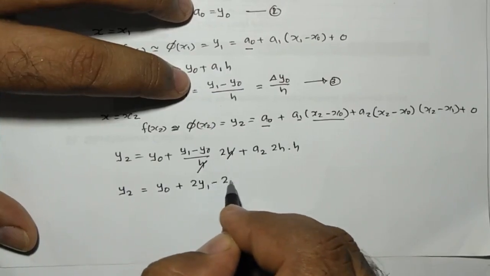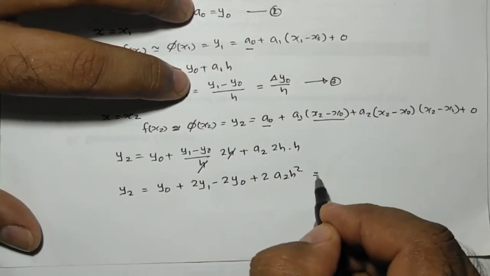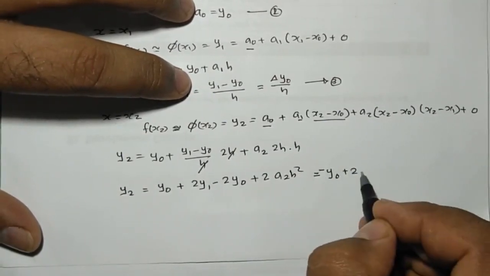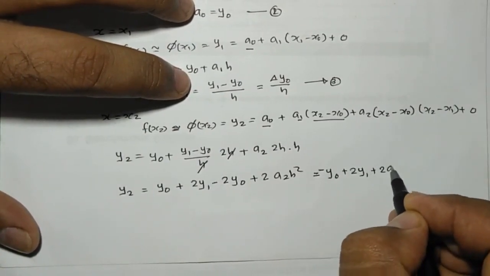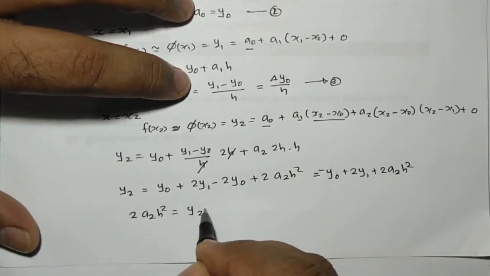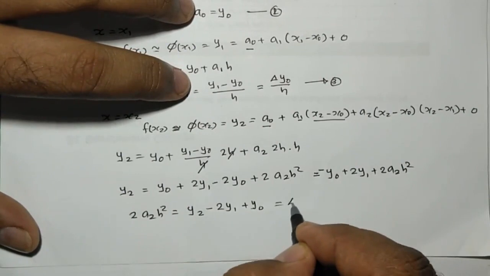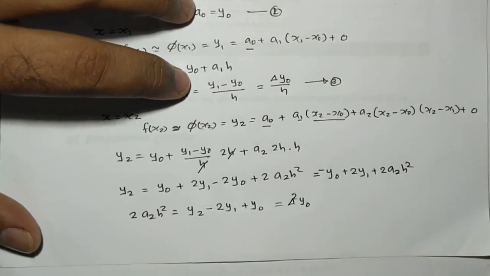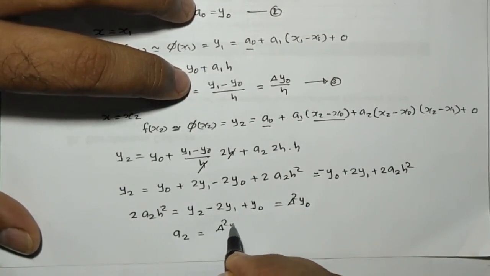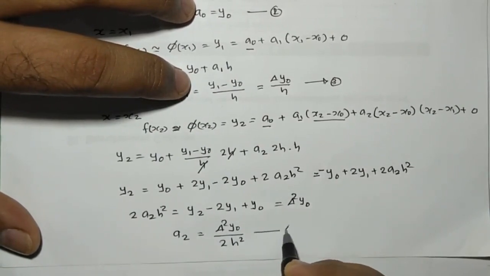2y1 minus 2y0 plus 2a2h square, which is y0 plus 2, in fact it is minus y0 plus 2y1 plus 2a2h square, or 2a2h square equal to y2 minus 2y1 plus y0, which is delta square y0, the second forward difference of the leading term y0, or a2 could be written as a2 equal to delta square y0 by 2h square, which is equation 4.